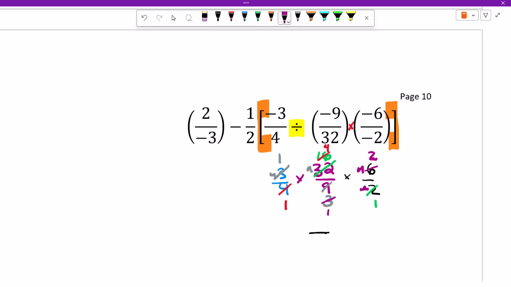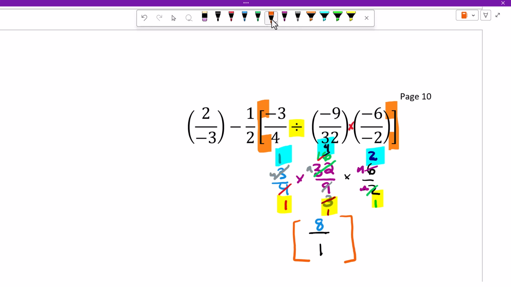So we multiply everything together on the bottom. We're left with 1 times 1 times 1, which is 1. And on the top, we have 1 times 4 times 2, which is 8. And all of these orange brackets boil down to a single fraction. Right? So one step at a time, get it down to a single fraction. Now we look outside.